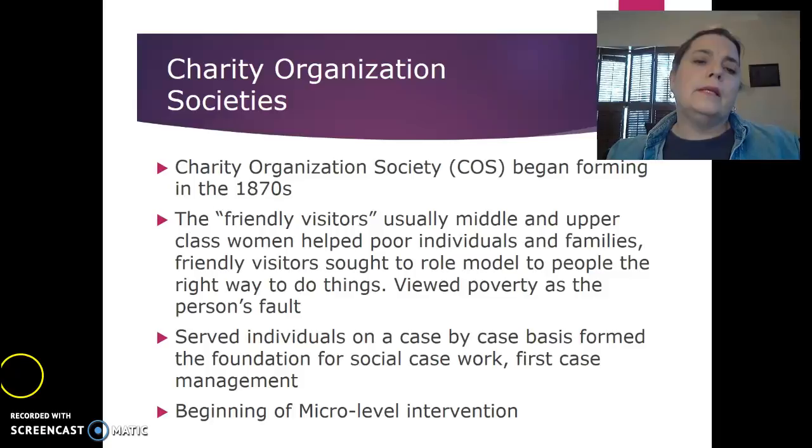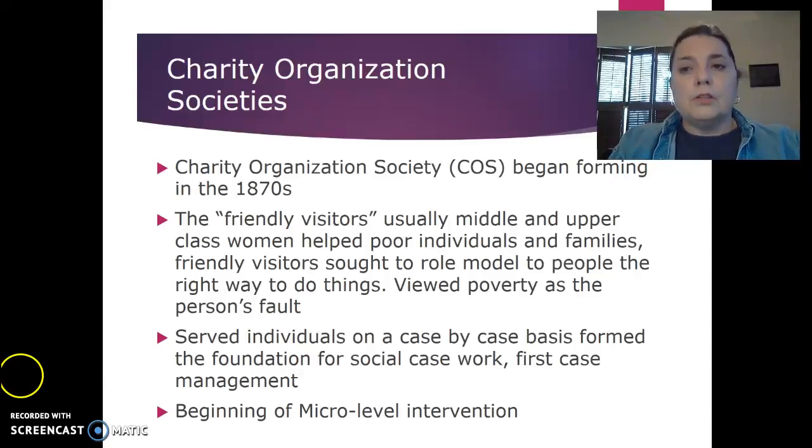We also had the beginning of case management, which was with these friendly visitors who were more like society ladies who would go and try to help the poor, and what their premise was, they could role model what the right way to do things was. Now, we know that nowadays in social work, we expect the clients to have some say-so in what happens to them and their rights. But back then, it was friendly visitors.